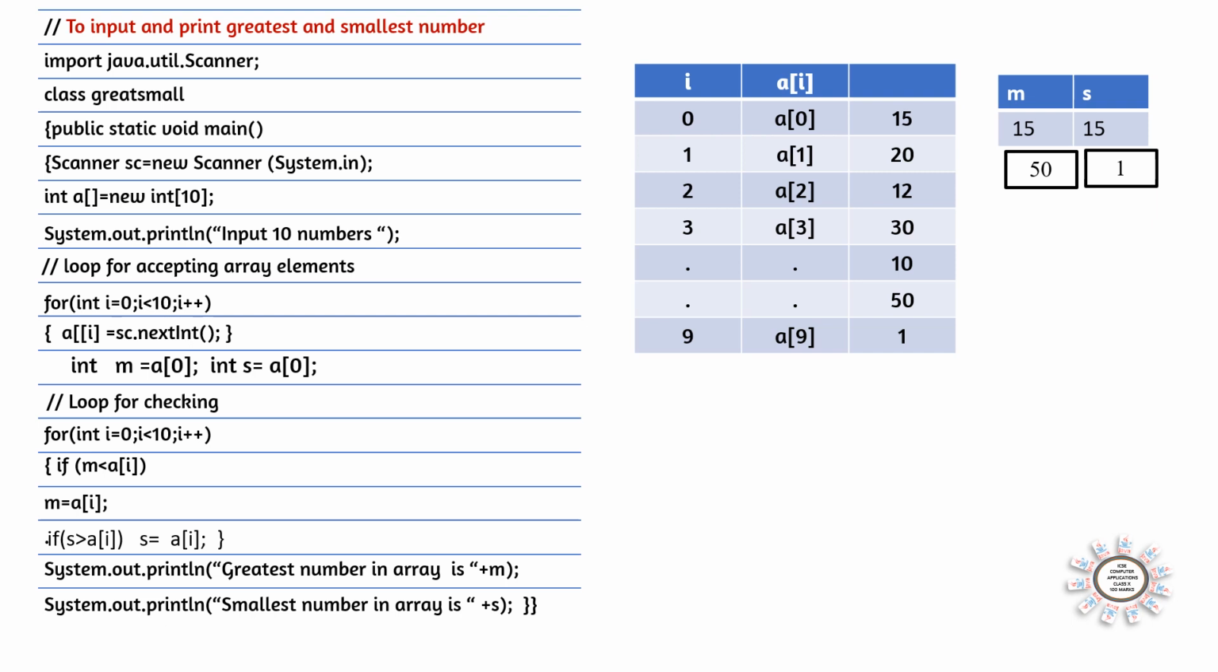So when the checking is over, we will get m as 50 and s as 1. And after closing the loop, we can print "greatest number in the array is" plus m. That means 50 will be printed in this case, and "smallest number is" plus s. I hope you have understood the logic, how we are comparing and finding the greatest number and smallest number in an array.